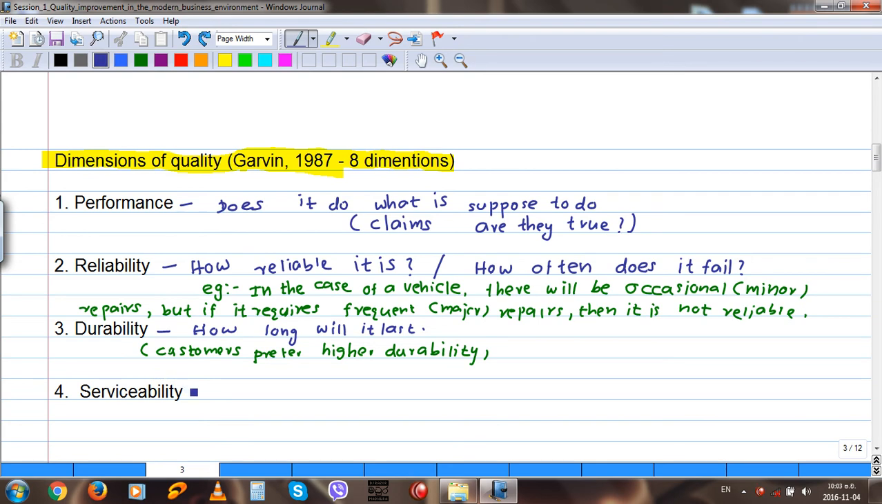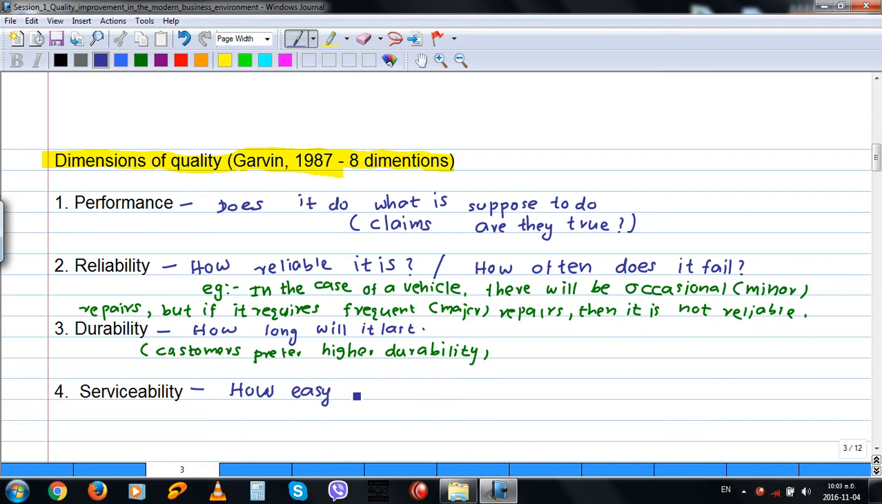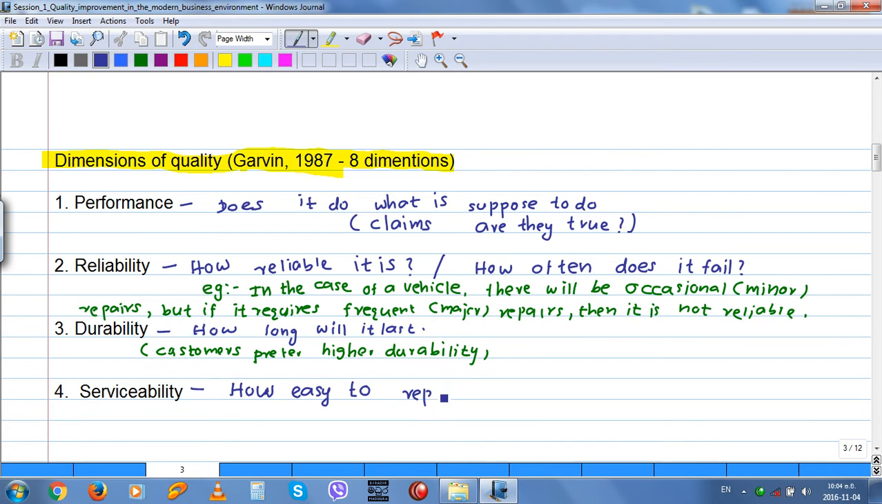Then the next one is serviceability. Serviceability means if we have some faults after buying a product, how easy is it to repair it. That is serviceability. How easy to repair a product, so that is serviceability.